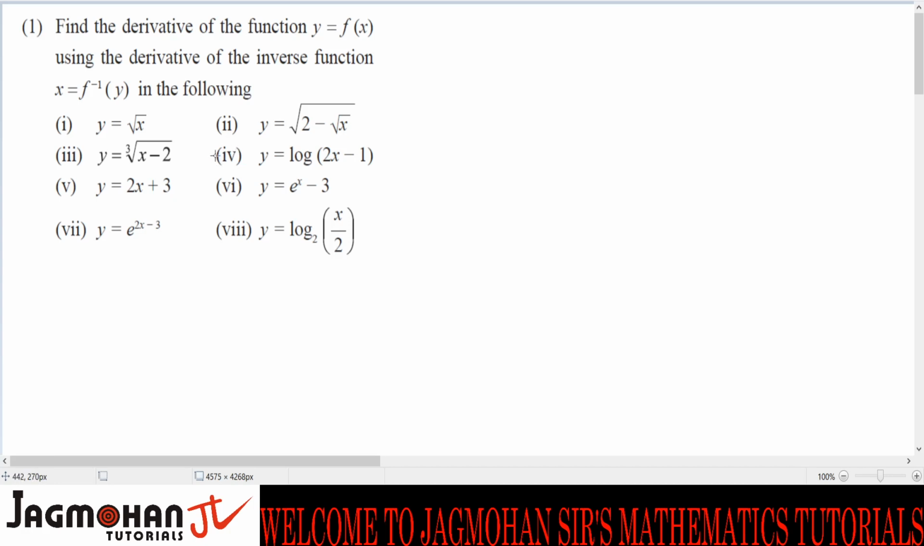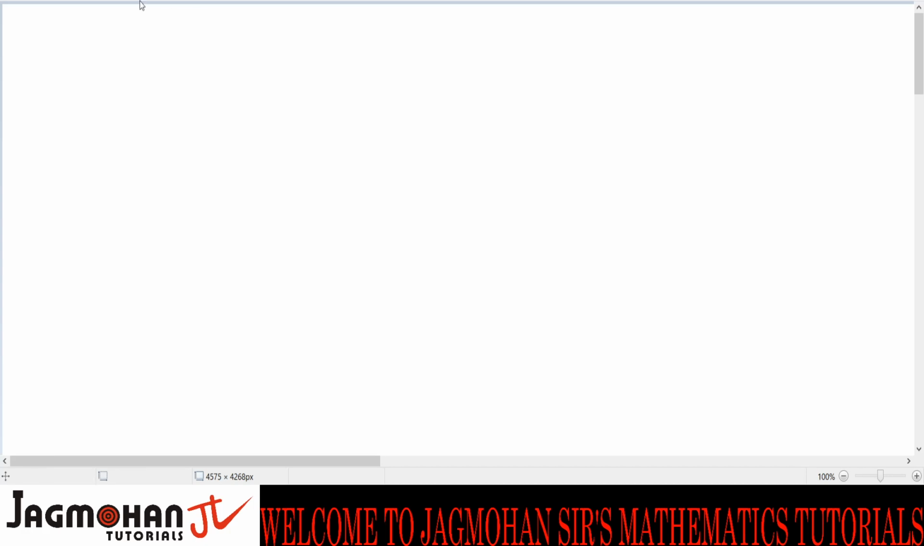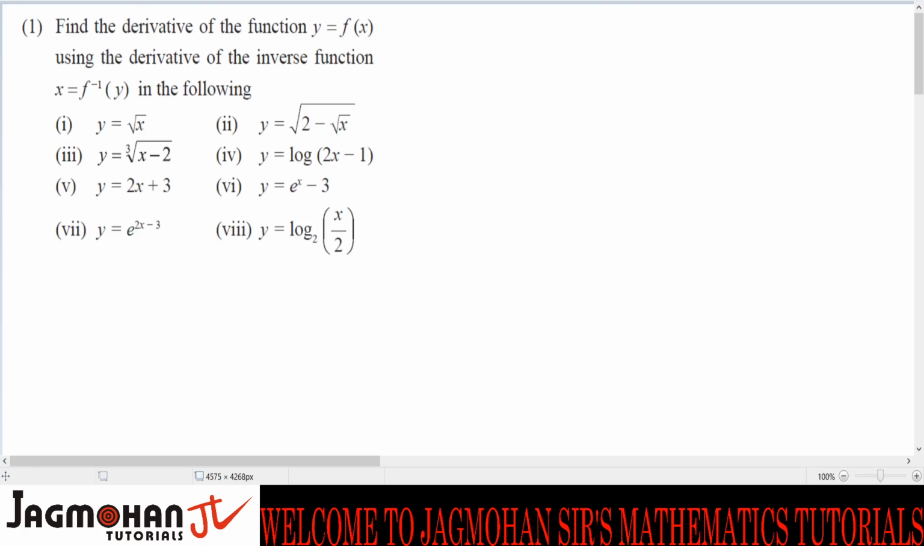Now in this problem we will take the fourth one, where y is equal to log of 2x plus 1. How to find dy by dx? By finding dx by dy.